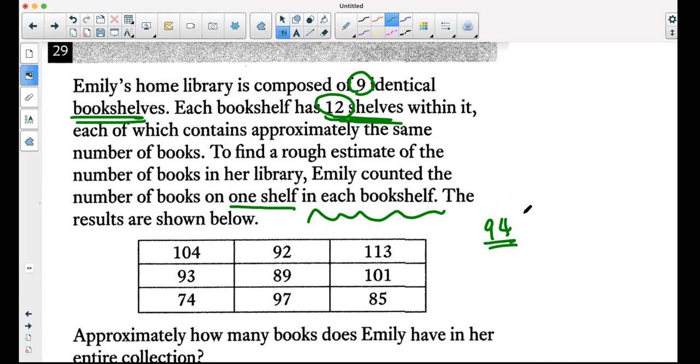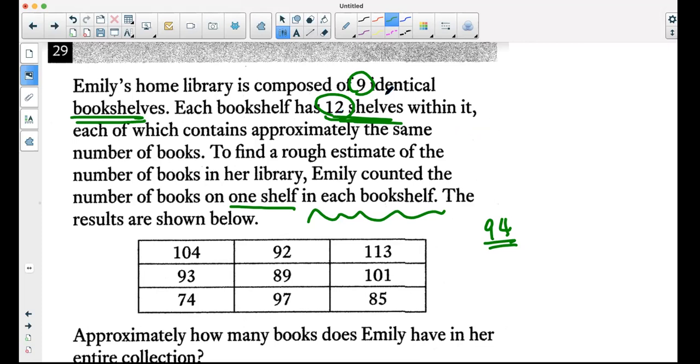So what are we gonna do? In one shelf, we have 94, but we have 12 of those. So I'm gonna multiply that by 12. I get about 1100 books. So that's how many books that I have in one bookshelf.